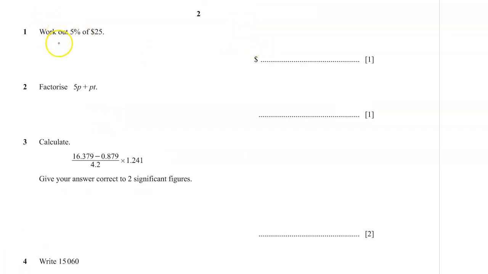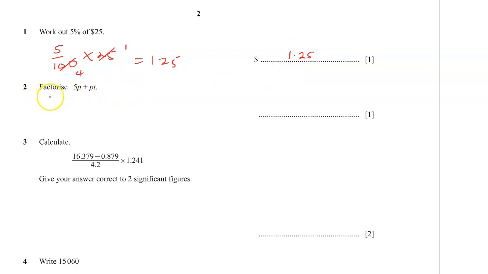Question number 1. Work out 5% of $25. 5% is 5 over 100 times 25. Of course, 25 goes here 4 times. 5 divided by 4, you get 1.25. So 5% of $25 is $1.25.